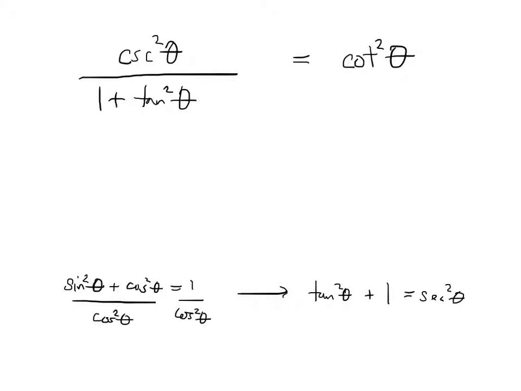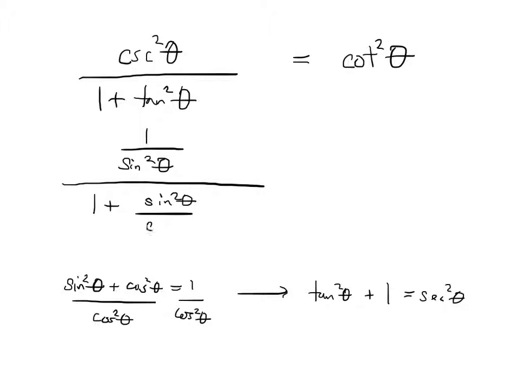Cosecant squared is 1 over sine squared, I had it backwards. So 1 over sine squared theta, giant fraction bar, 1 plus sine squared theta over cosine squared theta, equals cotangent squared. And secretly, in our heads, we know that cotangent squared is the reciprocal of tangent, so what we're really shooting for is cosine squared over sine squared.